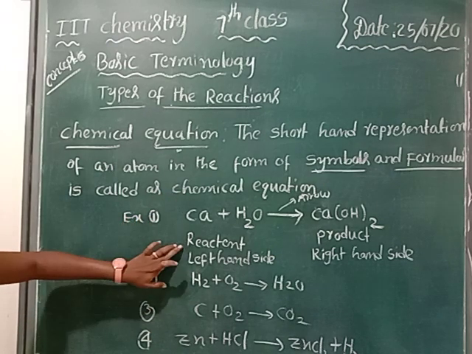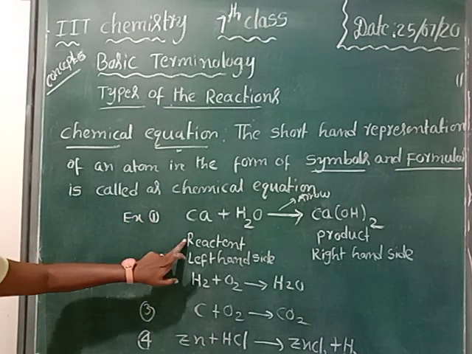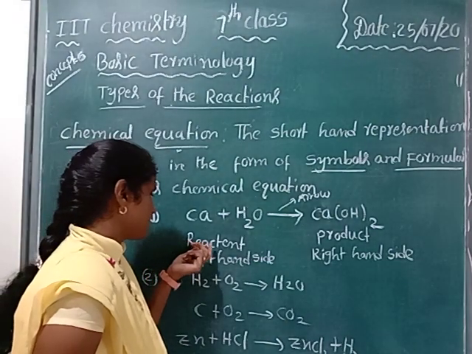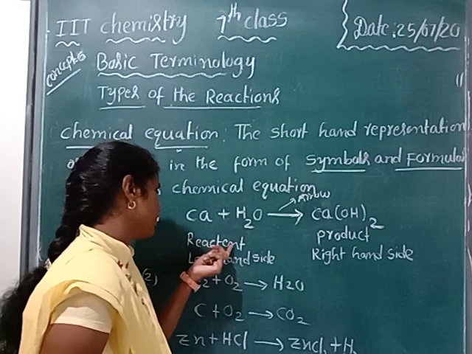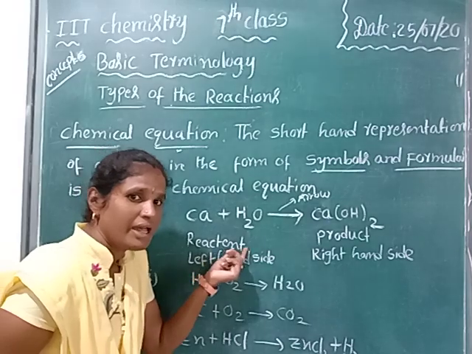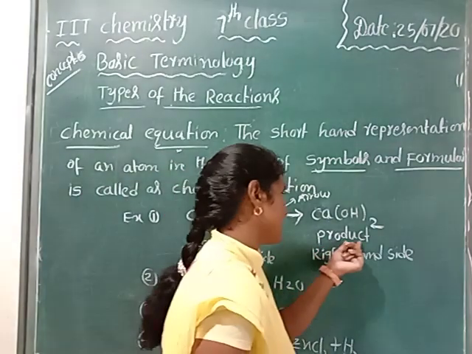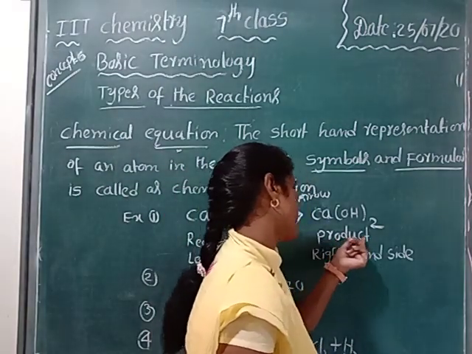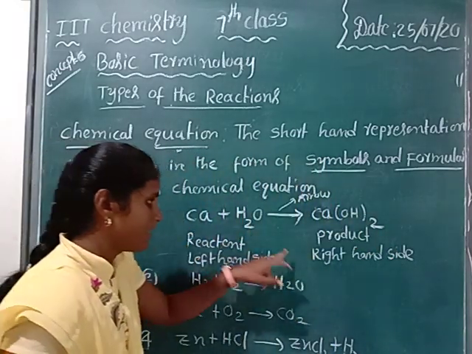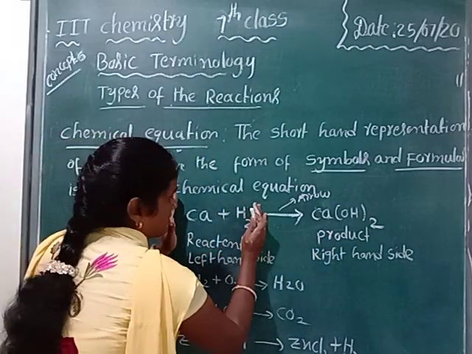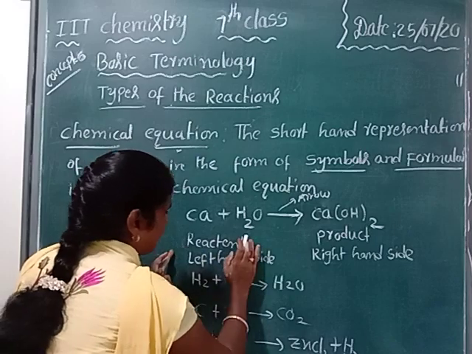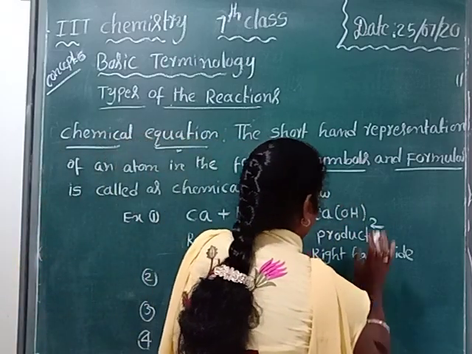In a chemical equation, what is the definition of the reactant? How many substances are involved in the reaction? The substance involved in the reaction is called reactant. The substance formed in the reaction is called product. Left hand side is called reactant. Right hand side is called product. This is the left side, this is the right hand side.